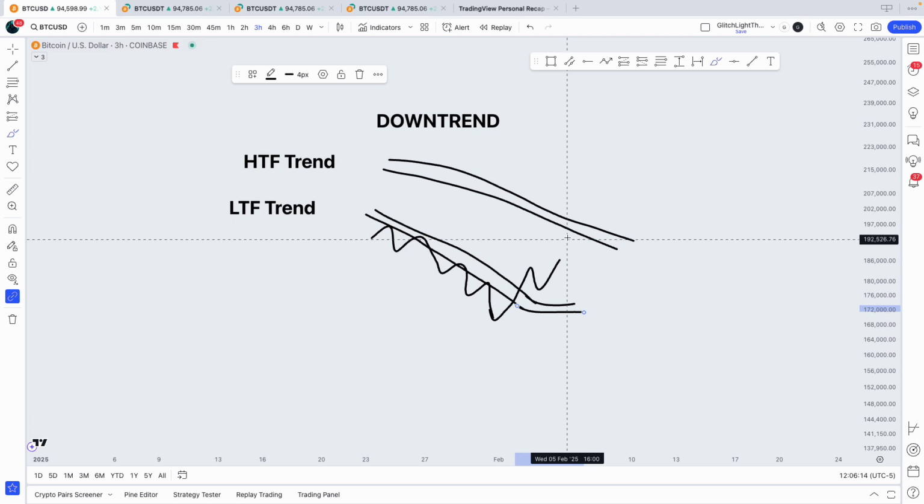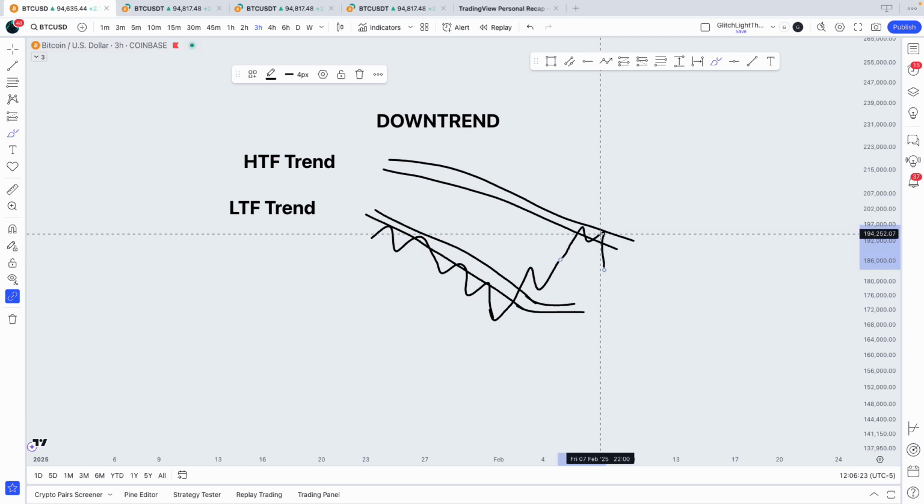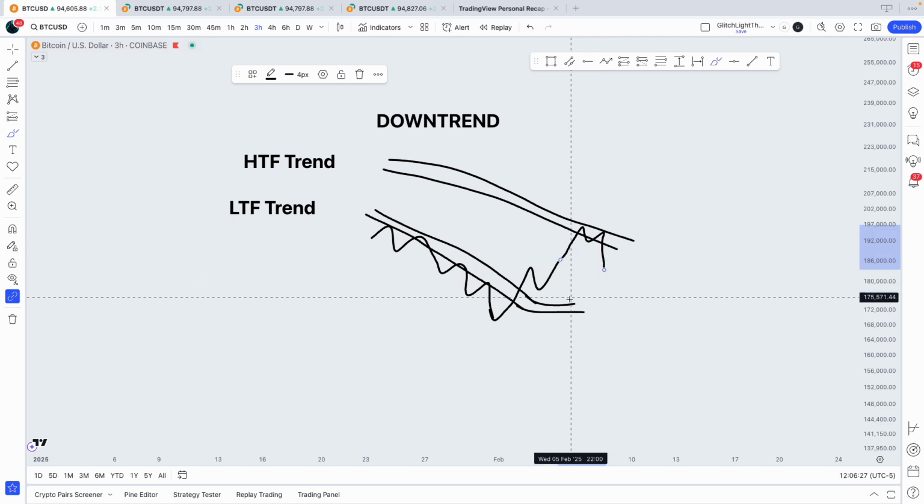So you look for price to continue higher into your high time frame trend. And once you got a test of this high time frame trend, that's when you look for possibly continuation lower from this high time frame trend as long as it holds as resistance.